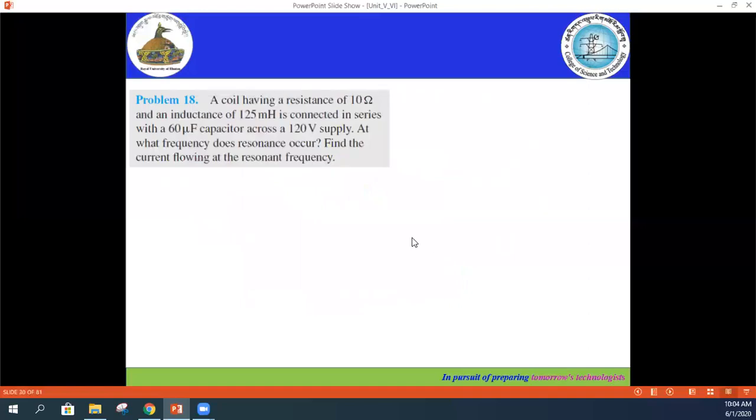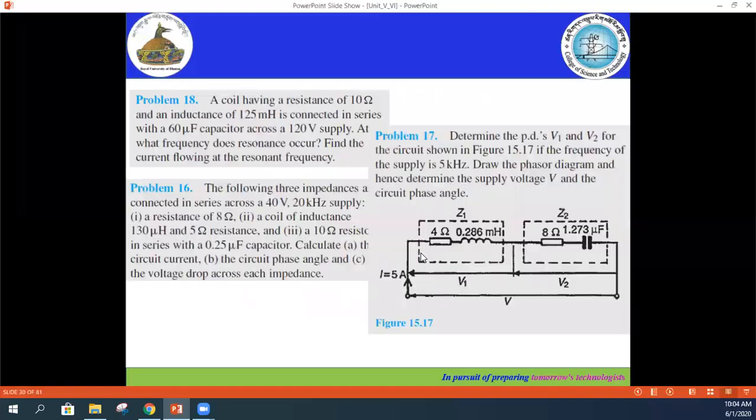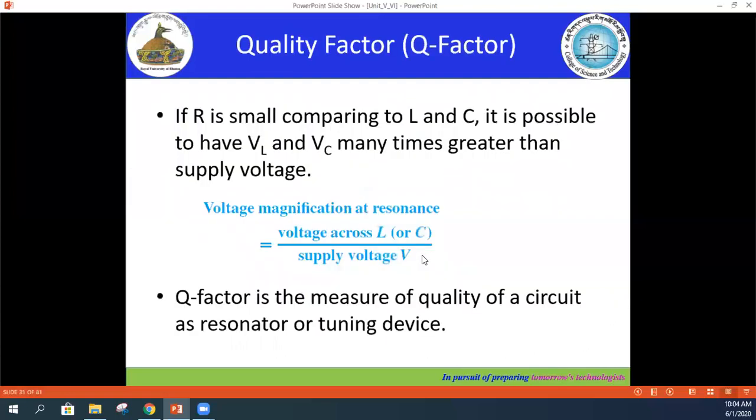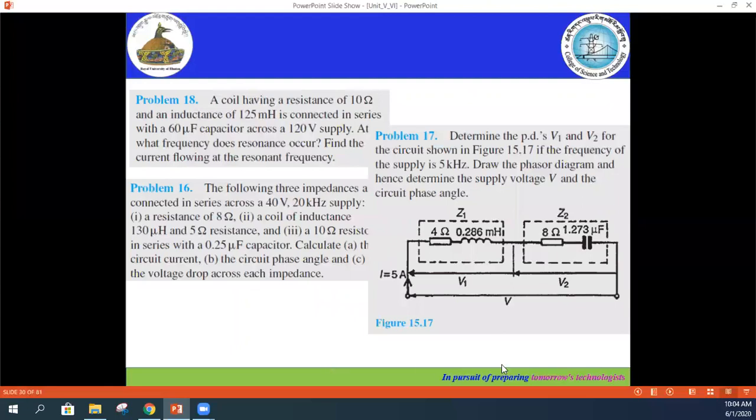Okay, then there are a few numericals. We can try to solve this. And then in the next video, we're going to discuss the quality factor. So that's it.